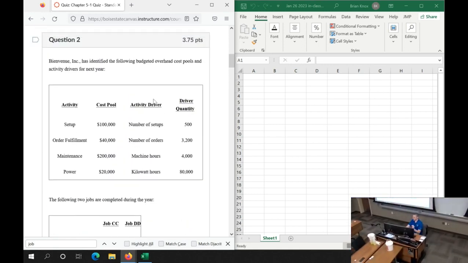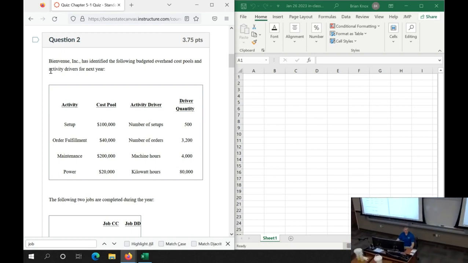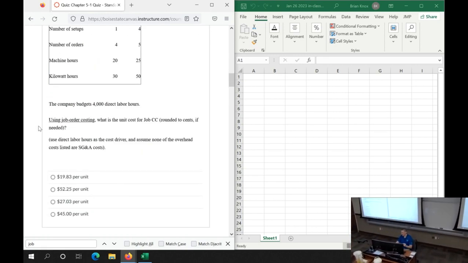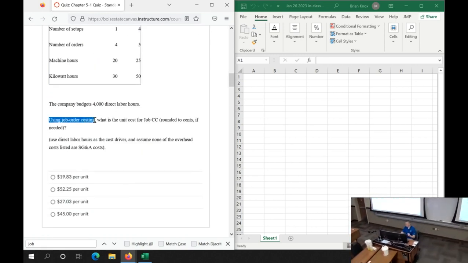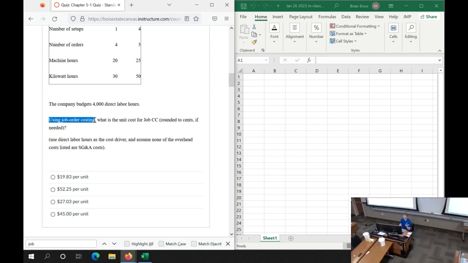There are versions of this question that ask you to solve it with ABC, and versions that ask you to solve it with job order. So at the bottom here, this underlined portion will vary. Some of the questions will ask you about job order, some will ask you about ABC.